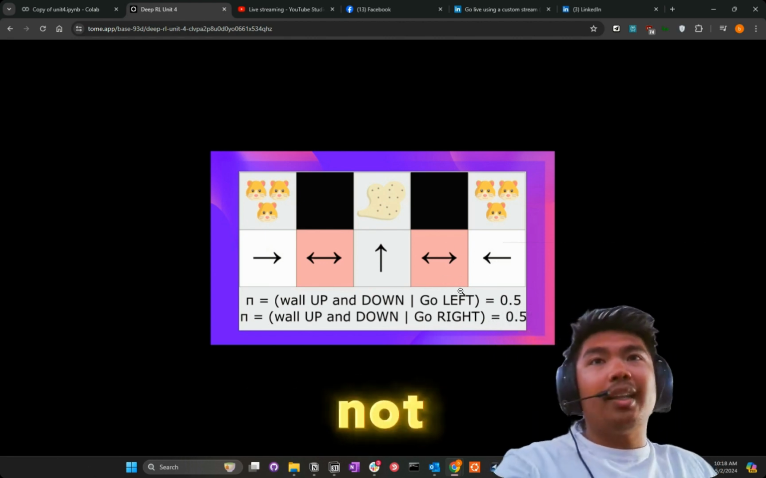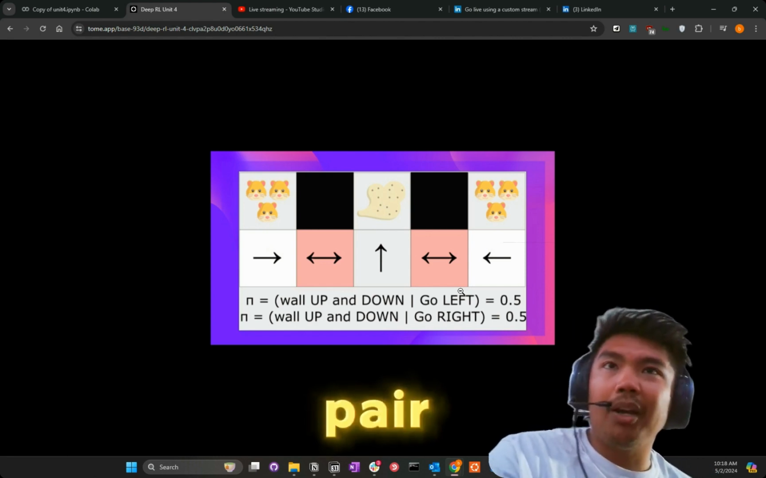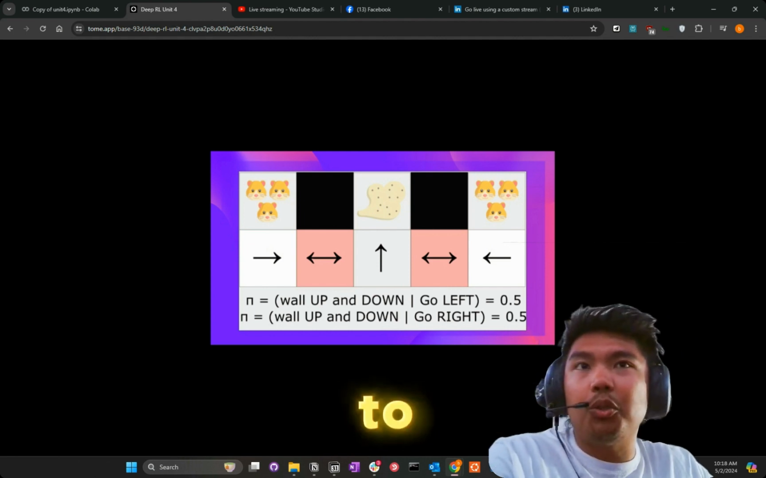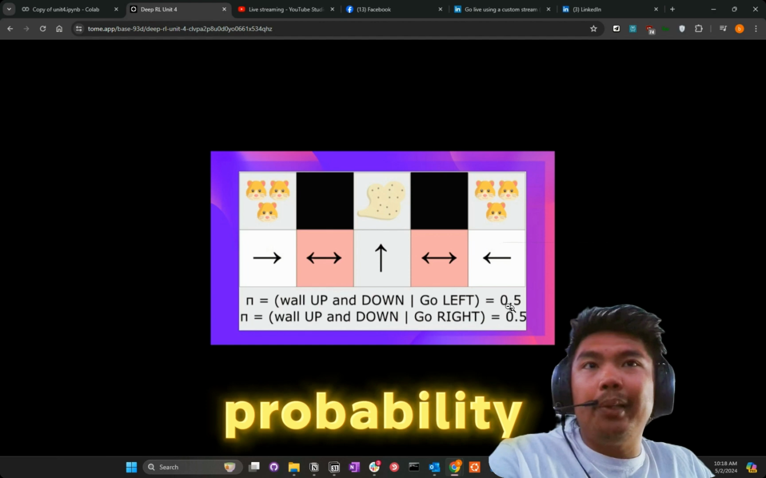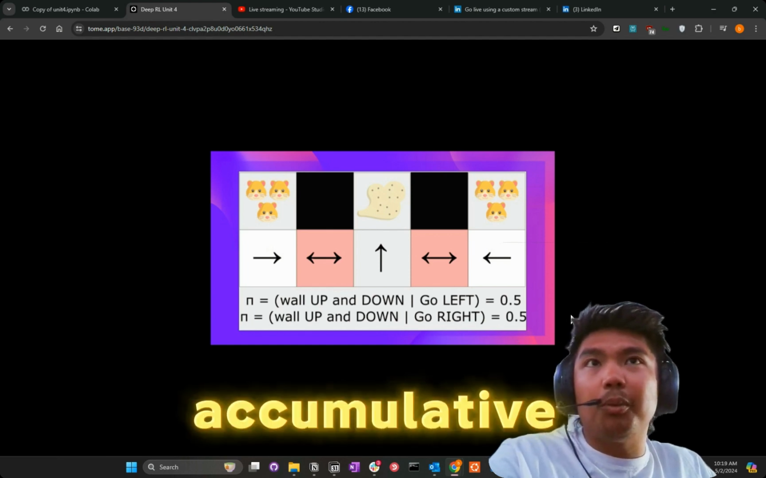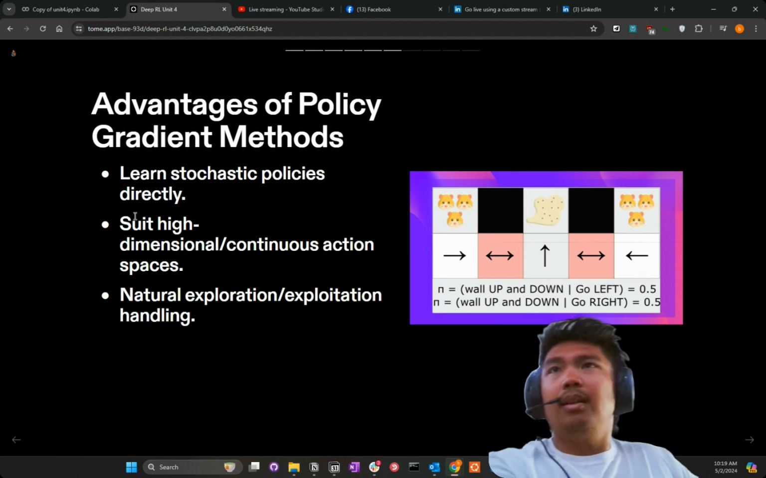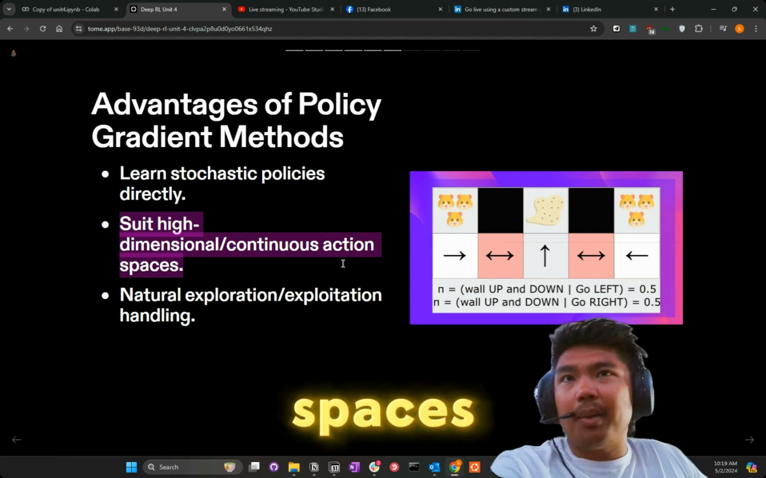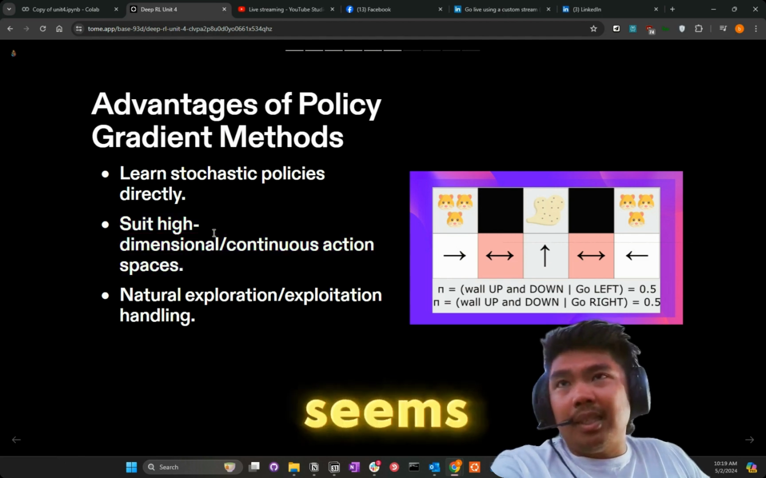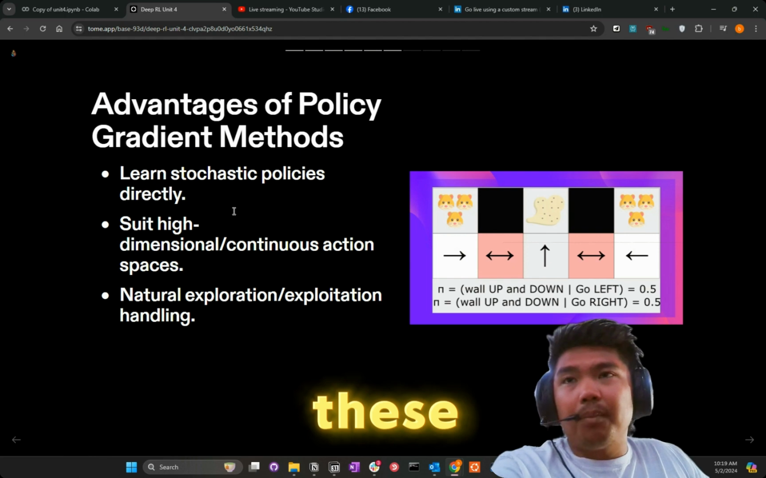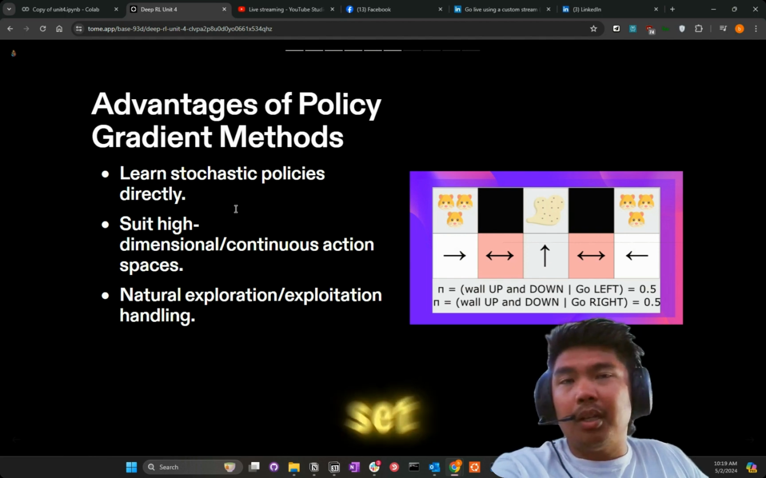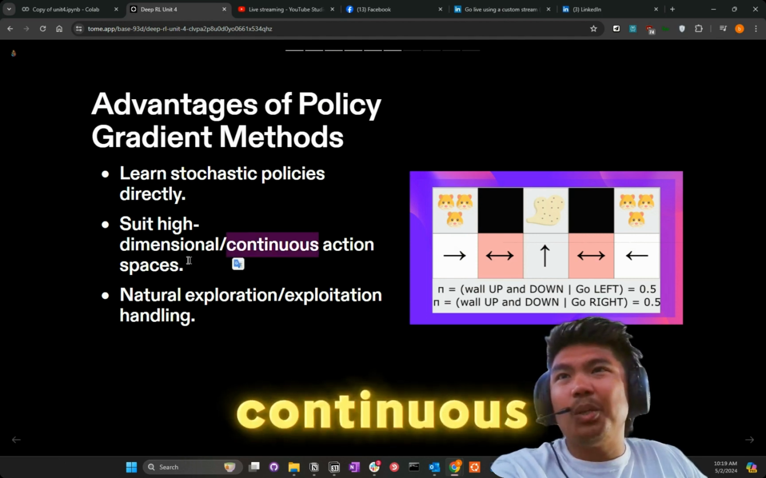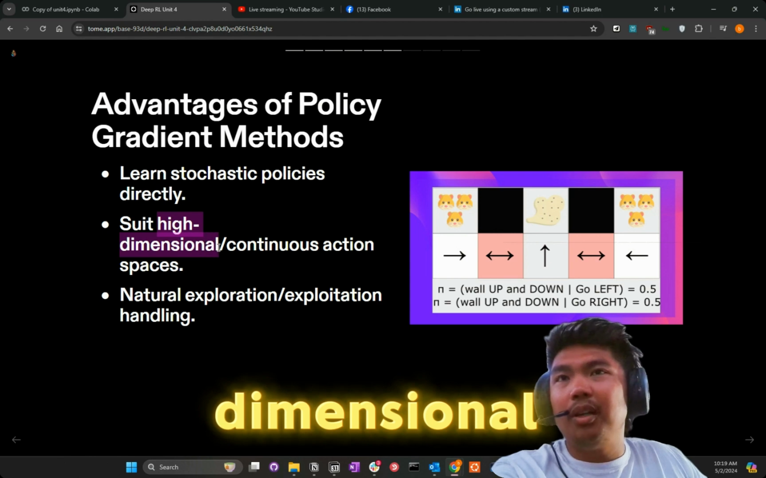As a reminder, we're not calculating the value of the state-action pair. We're going to do the full training run and then optimize the parameters to get better probability distributions for maximizing our cumulative reward. Some other advantages are they suit high-dimensional continuous action spaces. It seems like you would use these policy-based methods for problems like autonomous driving or anything else that has a continuous action space or high-dimensional actions.